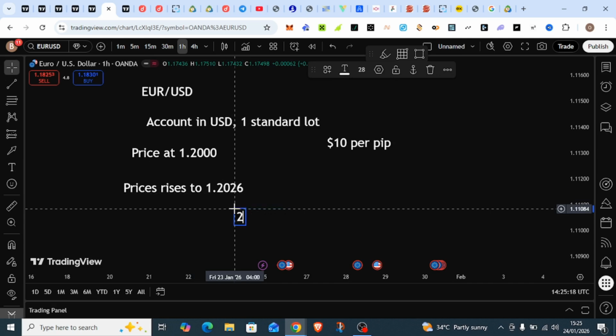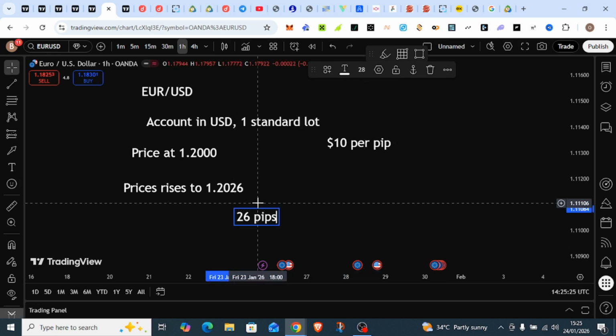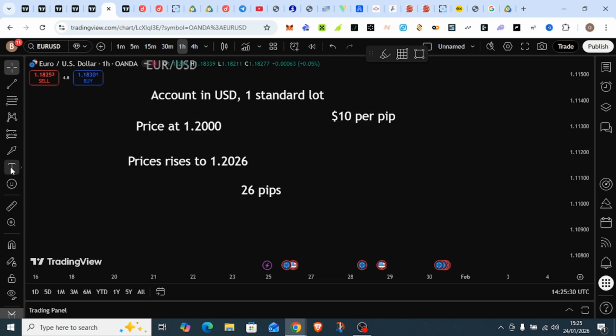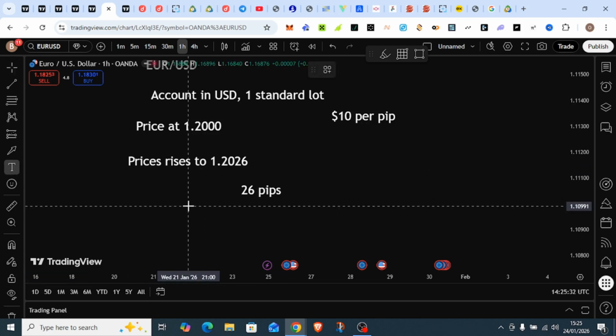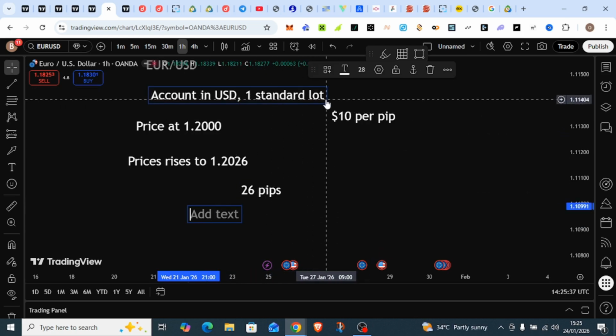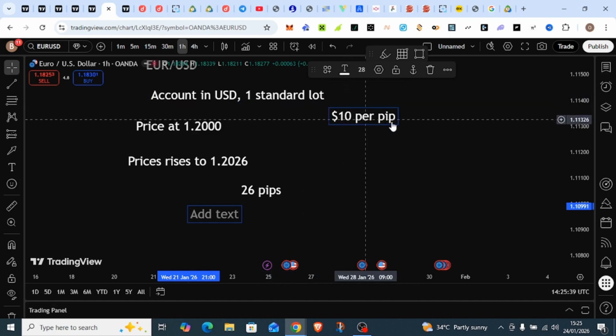26 pips. So for us to get the profit, we need to multiply. If we are using one standard lot, which is $10 per pip, we have 26 multiplied by $10. This will give us $260.